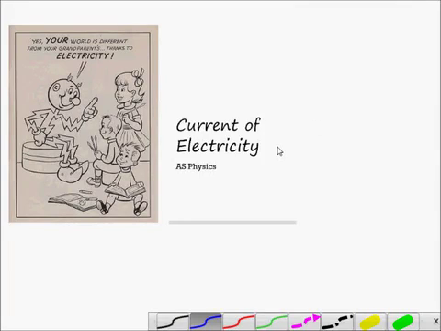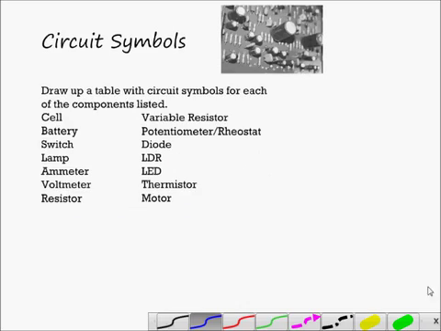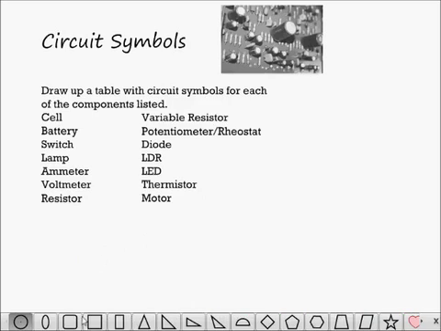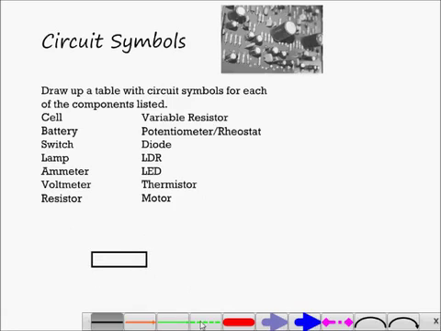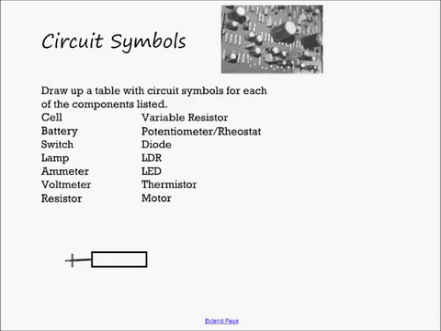Okay, here we have topic 10, current of electricity. So these are the circuit symbols that you need to look at. We'll check these in class, but you should be able to find them anywhere. Just be aware that the resistor is the box-shaped resistor. Okay, so if we just draw a little box, it looks like that, instead of the zigzag line that is commonly used in other parts of the world.